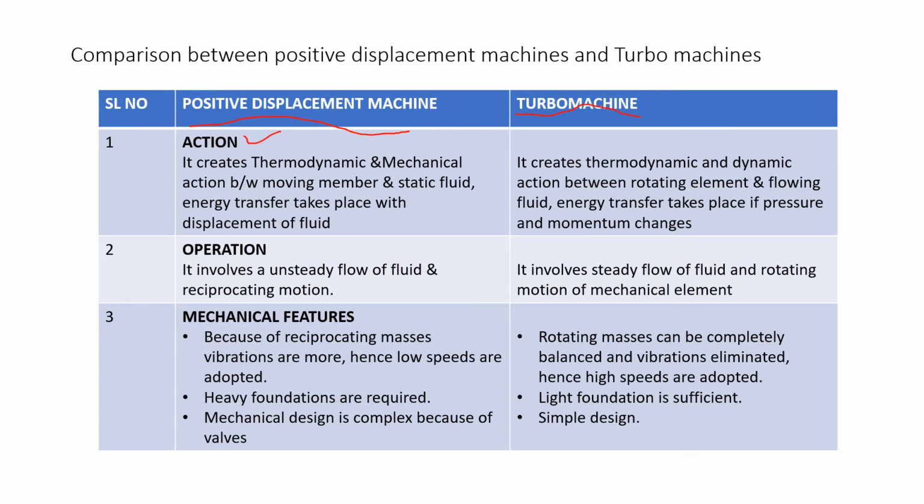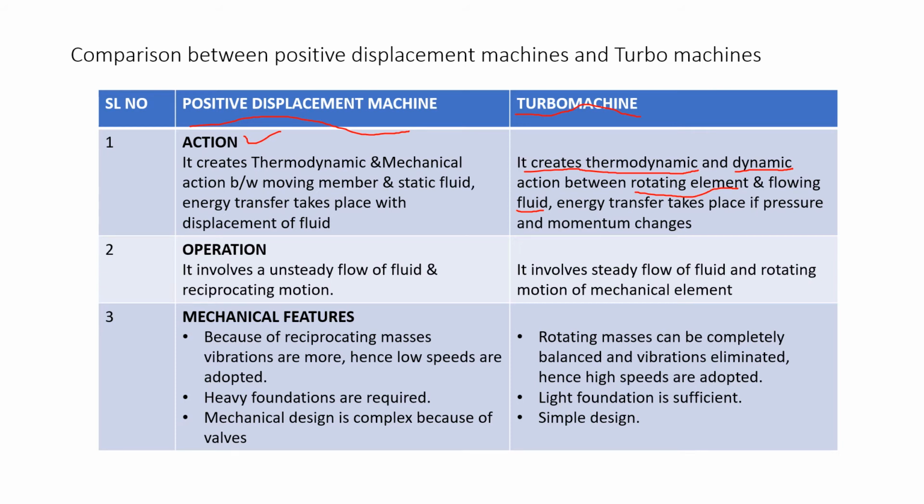Under the positive displacement machine, it creates thermodynamic and mechanical action between moving members and static fluid. Energy transfer takes place with displacement of fluid. And in turbo machine, it creates thermodynamic and dynamic action between the rotating element and flowing fluid. Energy transfer takes place through pressure and momentum changes.